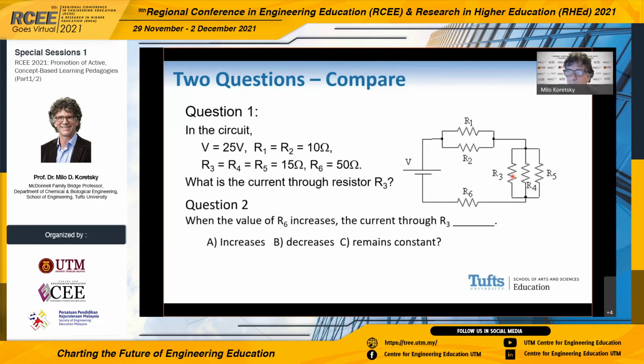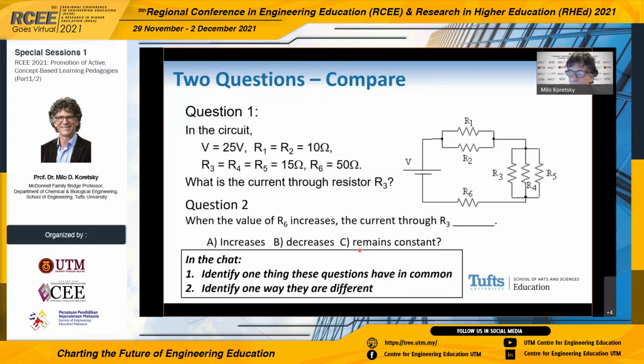Okay, the second question asks about the same diagram, but says when the value of R6 increases, what happens to the current through R3? Does it increase, decrease, or stay the same? And the question here is, what's common about these and how are they different? If you want to put in the question and answer in chat, any ideas about how they're common and how they're different.